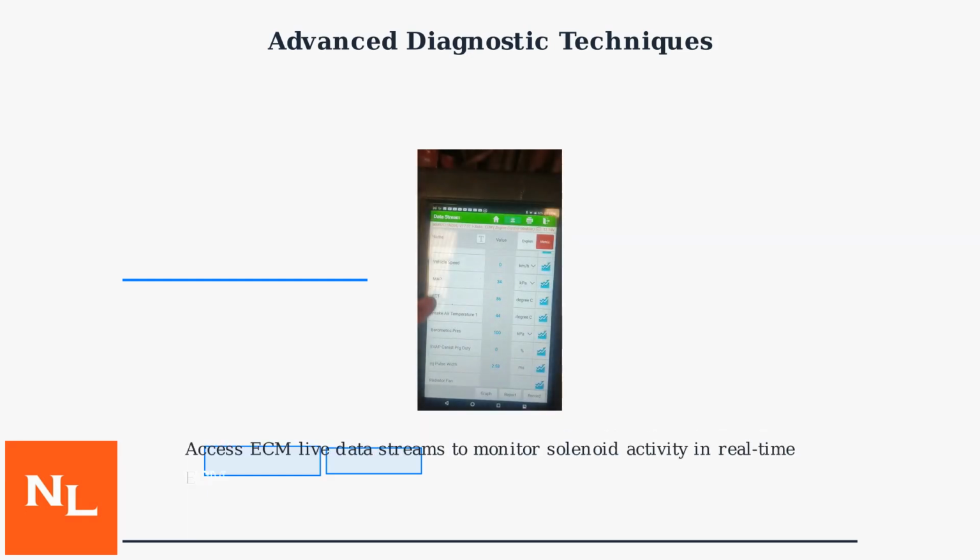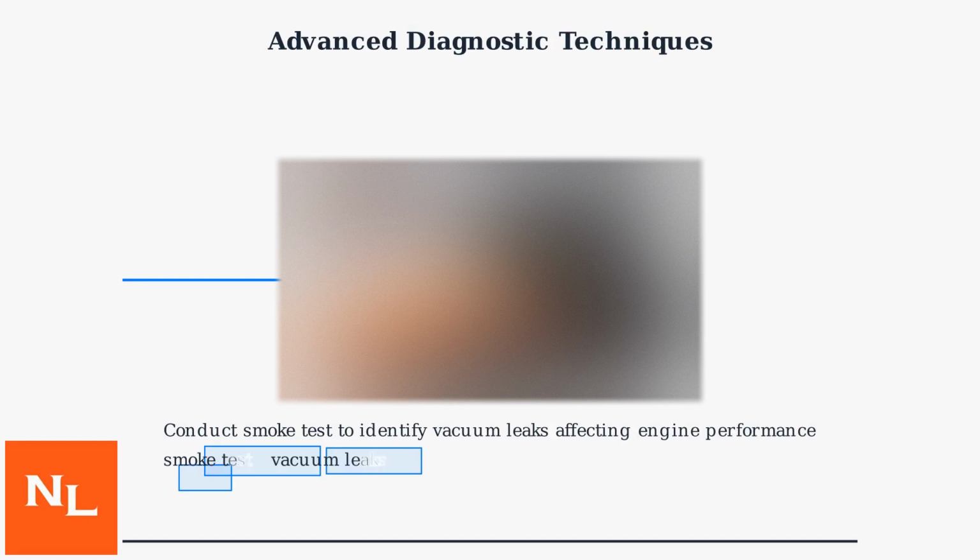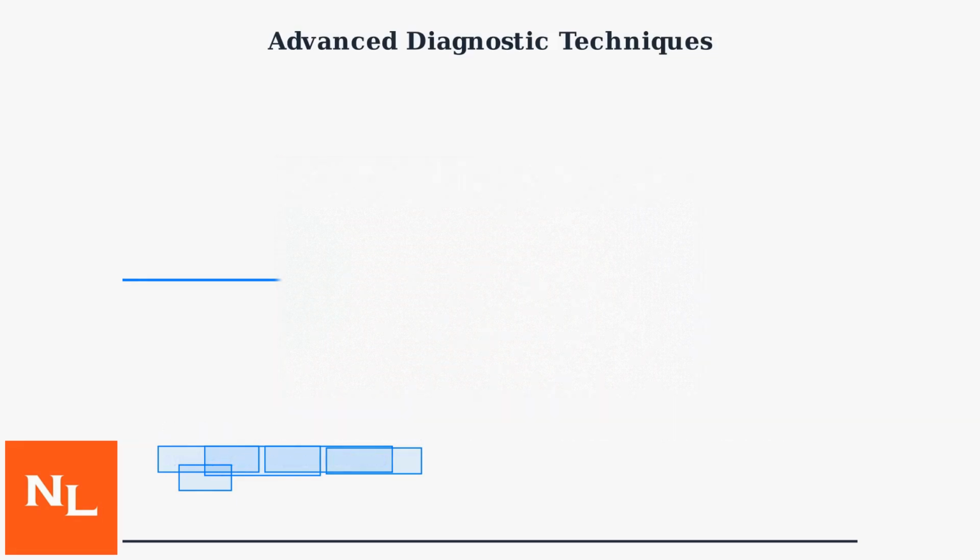Access live data streams from the engine control module using an OBD2 scanner or diagnostic software. Monitor solenoid parameters in real time, including voltage, current, and timing signals. Watch for abnormal readings such as fluctuating voltages or delayed responses that could indicate wiring issues or ECM problems affecting the P0028 code. Perform a smoke test to detect vacuum leaks that could indirectly cause the P0028 code.